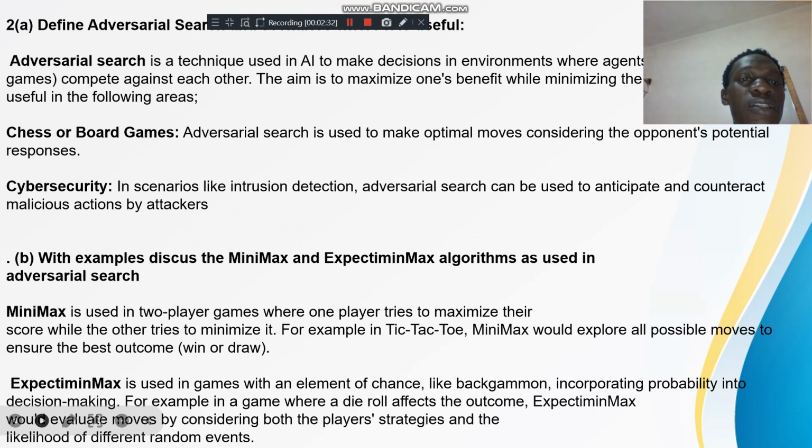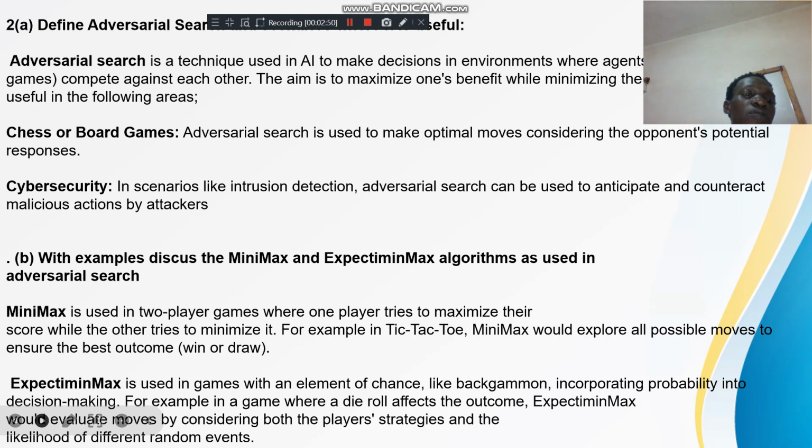Define adversarial search. Adversarial search is a technique used in AI to make decisions in environments where agents, or players in games, compete against each other. The aim is to maximize one's benefit while minimizing the opponent's benefit.